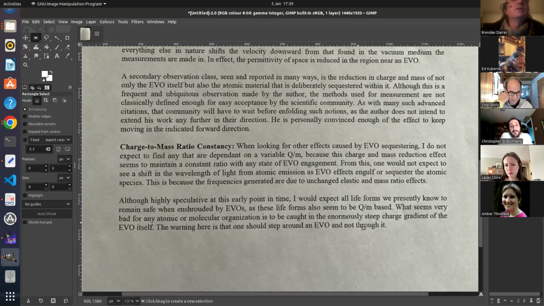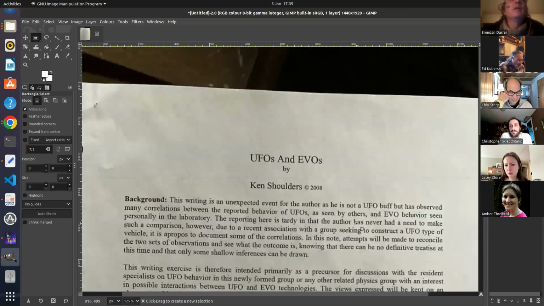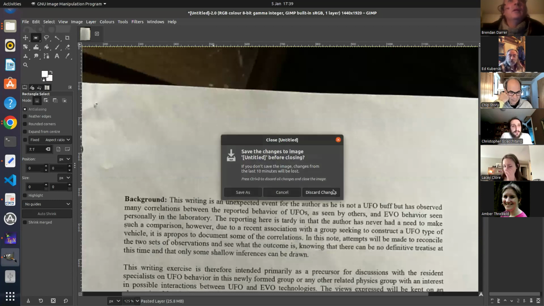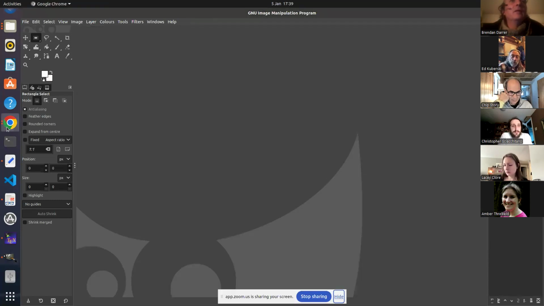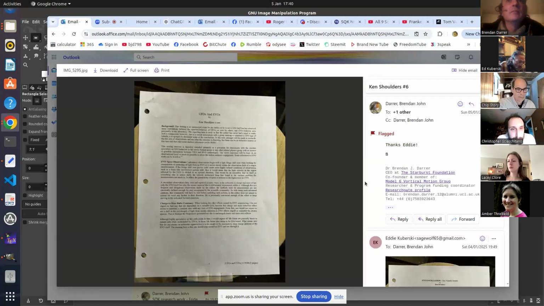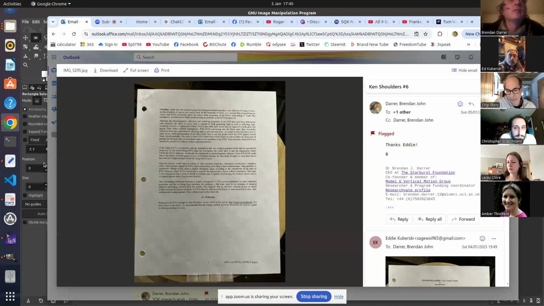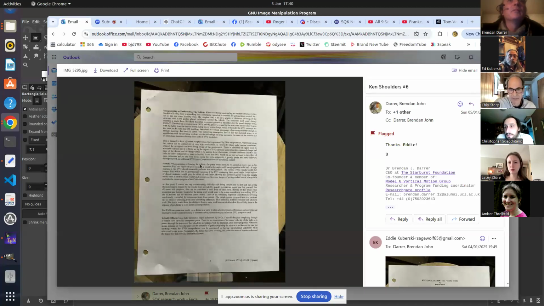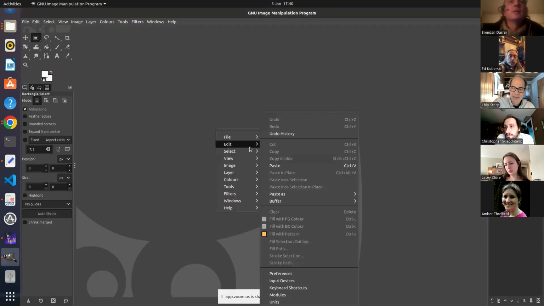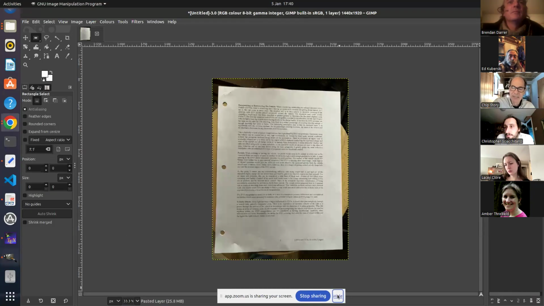Do you want to do the other ones as well? Yeah, you betcha. This is a continuation, there's page 2 and 3 of this one. There are some interesting points about the blue light shift. He's talking about the compressive effect it would seem to have in varying the permittivity of space around the EVO.